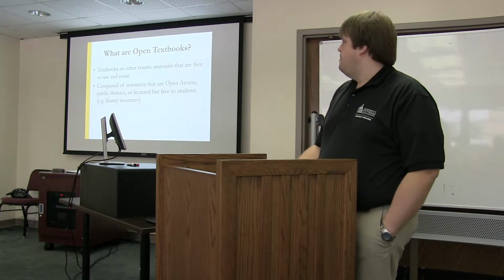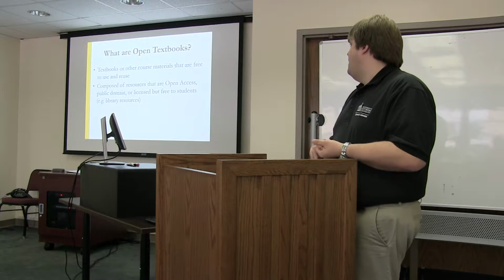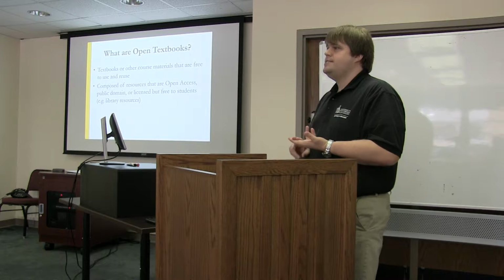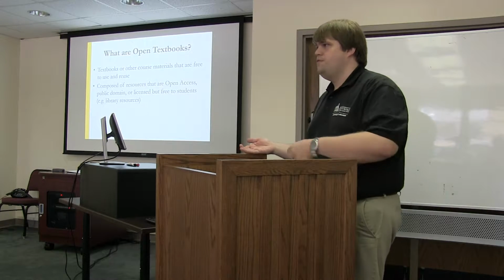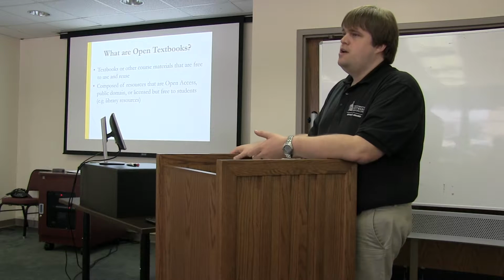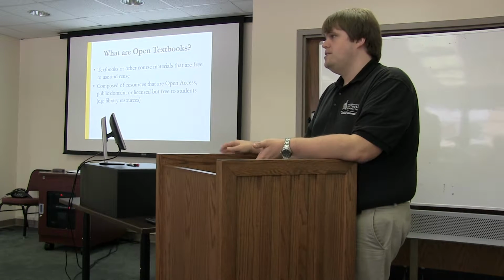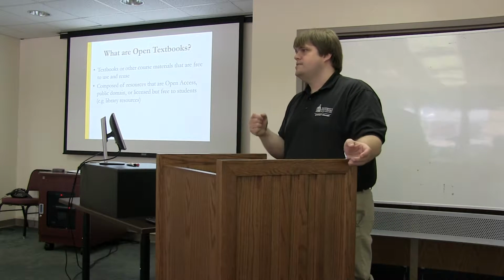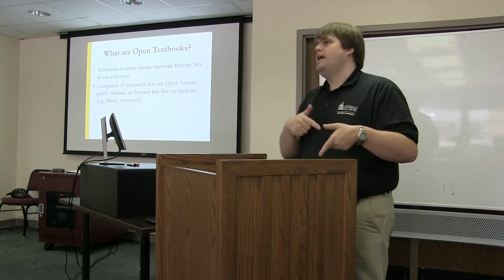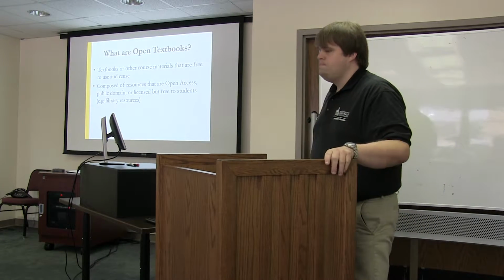Open textbooks are made up of resources that are either open access, public domain, or materials that are licensed but free for the students to use. An example here would be library resources. You could use articles from a journal that the library has a subscription to in your open textbook, because for the student there's no cost to use that, right? Because the library is the one picking up that fee. So those could still be incorporated into an open textbook.